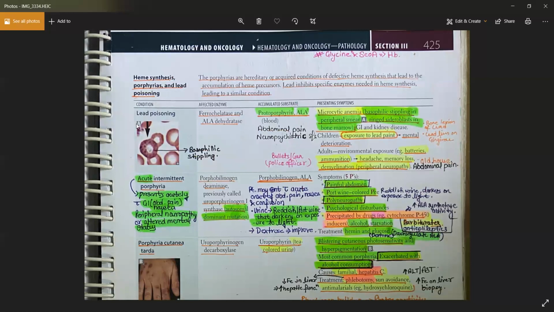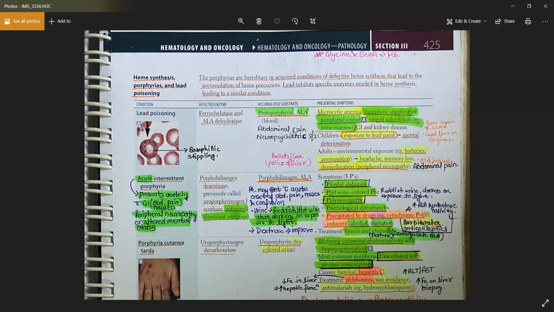First is lead poisoning. We have discussed that already, right? You will have a microcytic type of anemia. You will have ring sideroblasts, right? You will have basophilic stippling of the RBCs because of rRNA destruction, right? So these are all the features of lead poisoning.